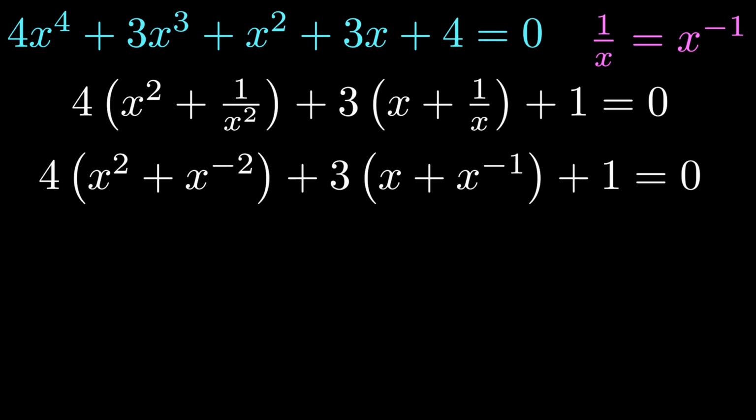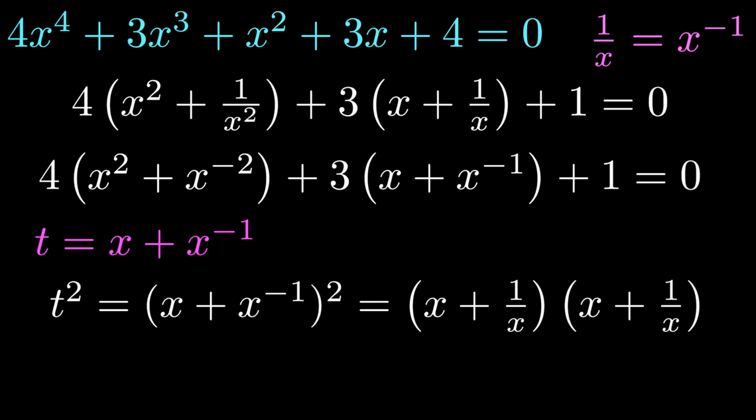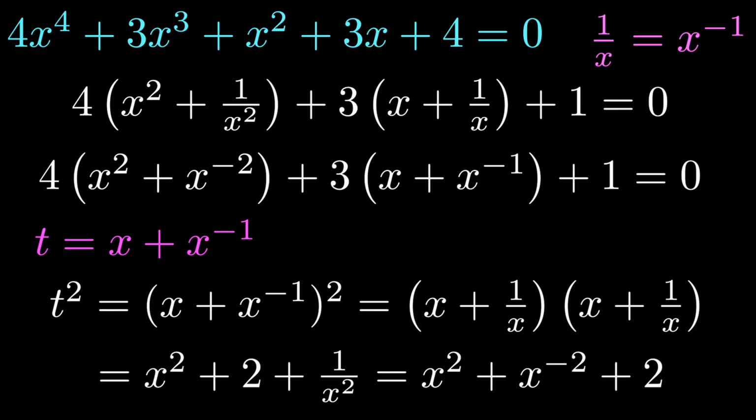Now let's make the following substitution. t is equal to x plus x raised to minus 1, but notice we have x squared plus x raised to minus 2. How can we get this from our substitution? Well, let's begin by squaring both sides of our substitution. So we have t squared is equal to x plus x raised to minus 1 all squared, which equals x plus 1 over x multiplied by x plus 1 over x. This simplifies to x squared plus 2 plus 1 over x squared, which equals x squared plus x raised to minus 2 plus 2. And if we subtract 2 from both sides, we get t squared minus 2 is equal to x squared plus x raised to minus 2.